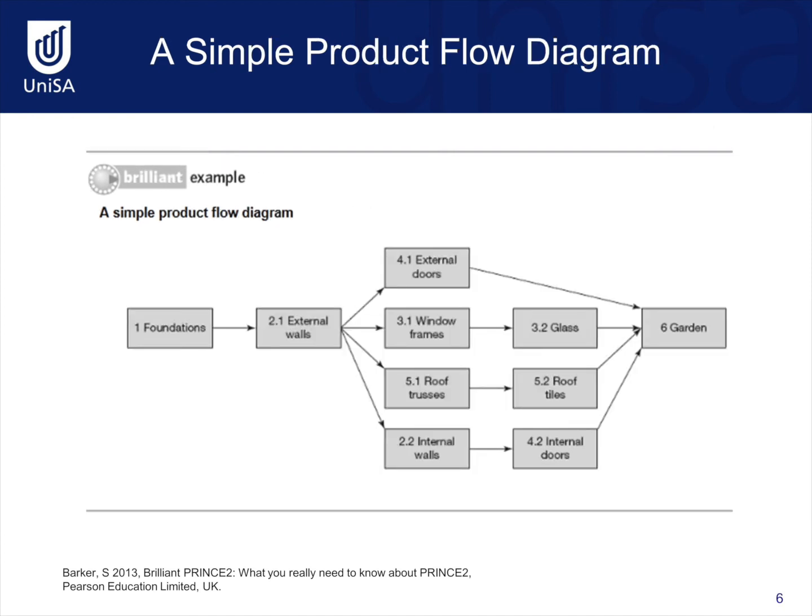Here's an example of a product flow diagram for the house described in the product breakdown structure. It shows the sequence of when things need to be done. Take note that there's also a numbering convention being used between the product breakdown structure and this diagram. The subproducts that are at the lowest level in the product breakdown structure, which are highlighted in grey, are the ones that are represented in the product flow diagram.